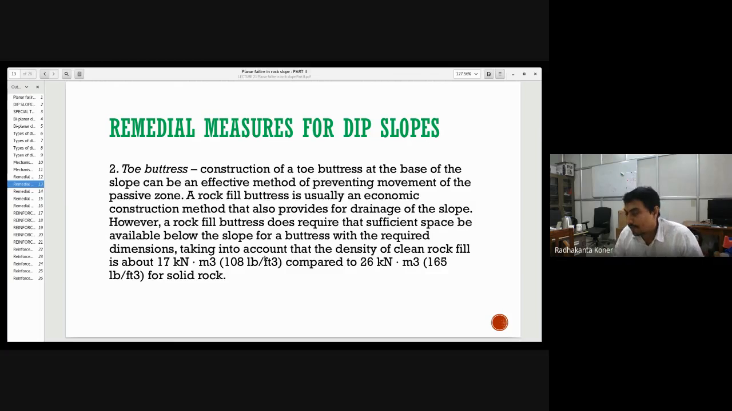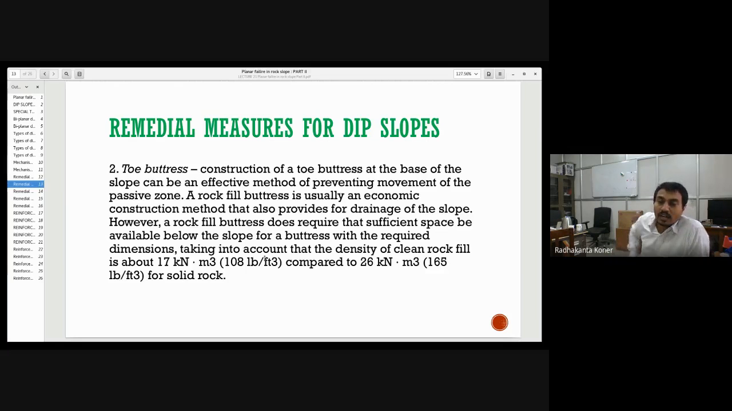In an open pit mine, if a large amount of space is occupied in a bench, the road will get stuck, so the movement and the work will be affected. So toe buttress is not an effective concept, but sometimes, whenever it is possible, we go for a toe buttress because it is the easiest.